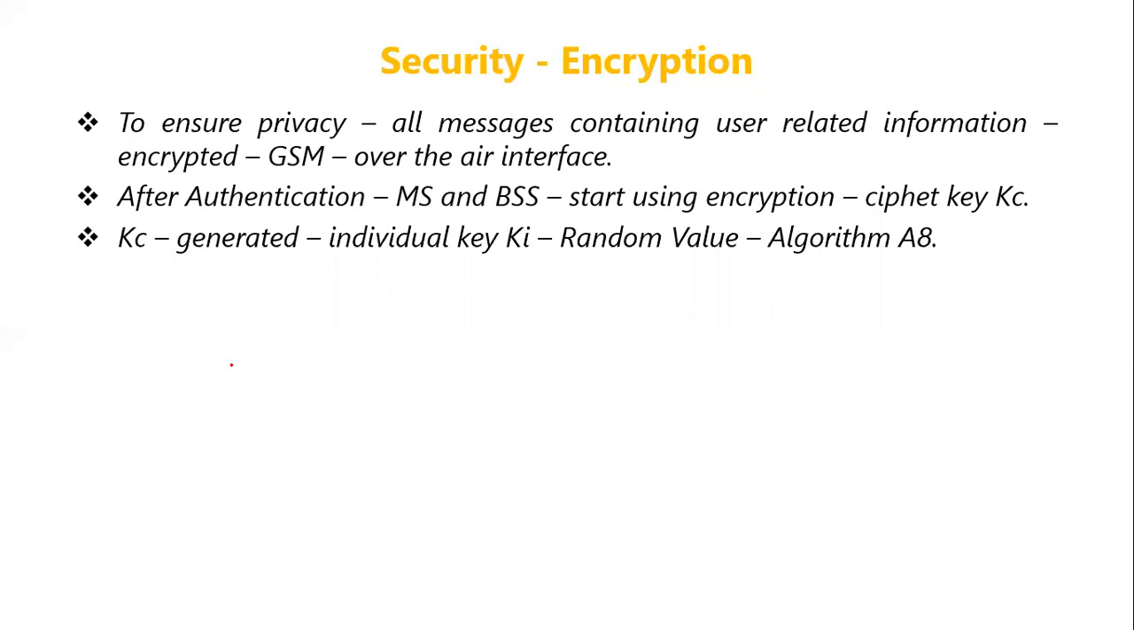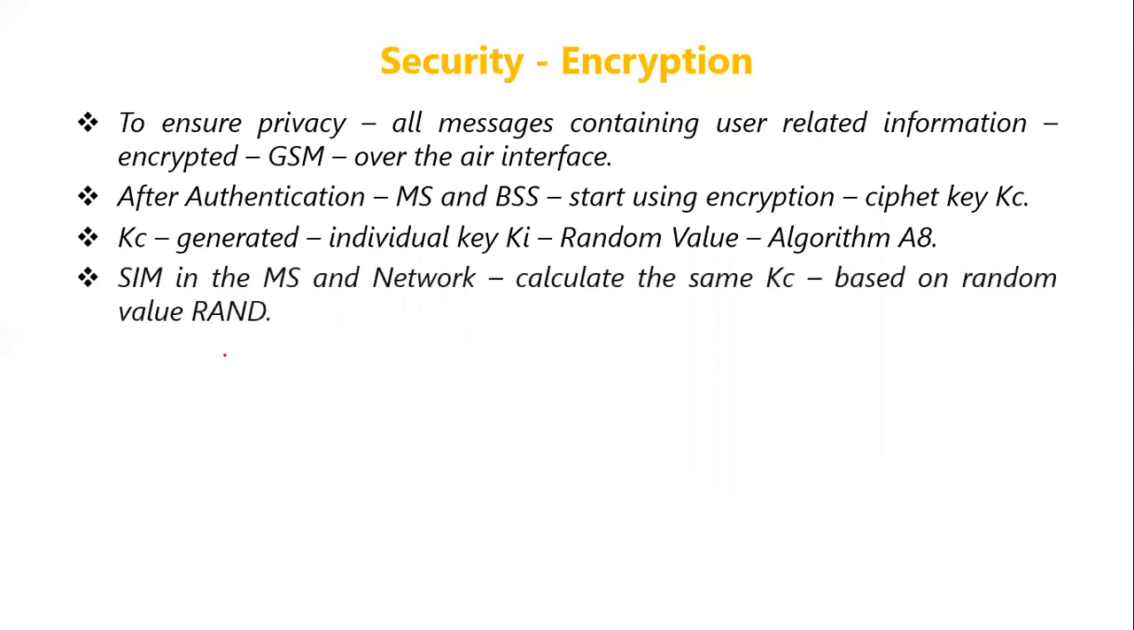Okay. Kc is generated using the individual key Ki and a random value by applying the algorithm A8. Use Ki and a random value on algorithm A8. As a result, what you get is called Kc, okay, which is a cipher key. See, the SIM in the MS and the network both calculate the same Kc. The SIM in the mobile station and the mobile network both calculate the same Kc based on the random value.